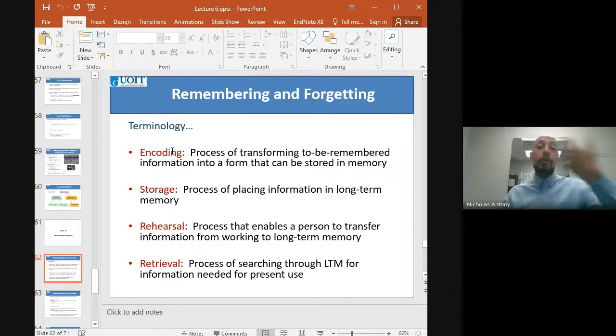The process of remembering is rehearsing and retrieving that information from long-term memory. It's exactly what Casey said.